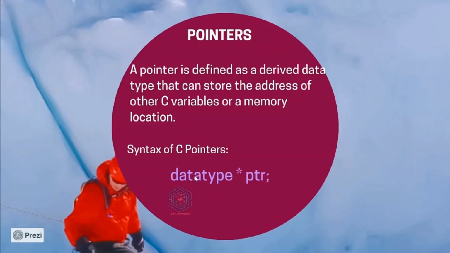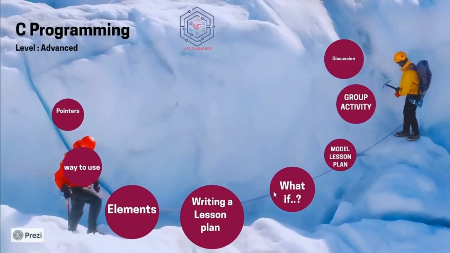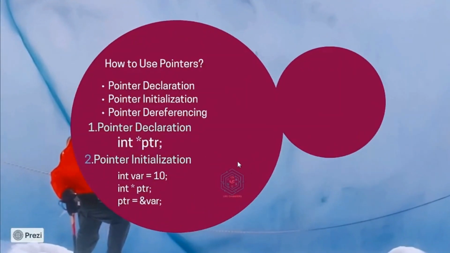This is the syntax of using pointers. We have to give what type of data it is, then provide the asterisk symbol, and this is the pointer's name. Let us see how to use pointers. The first step is to declare the pointer.